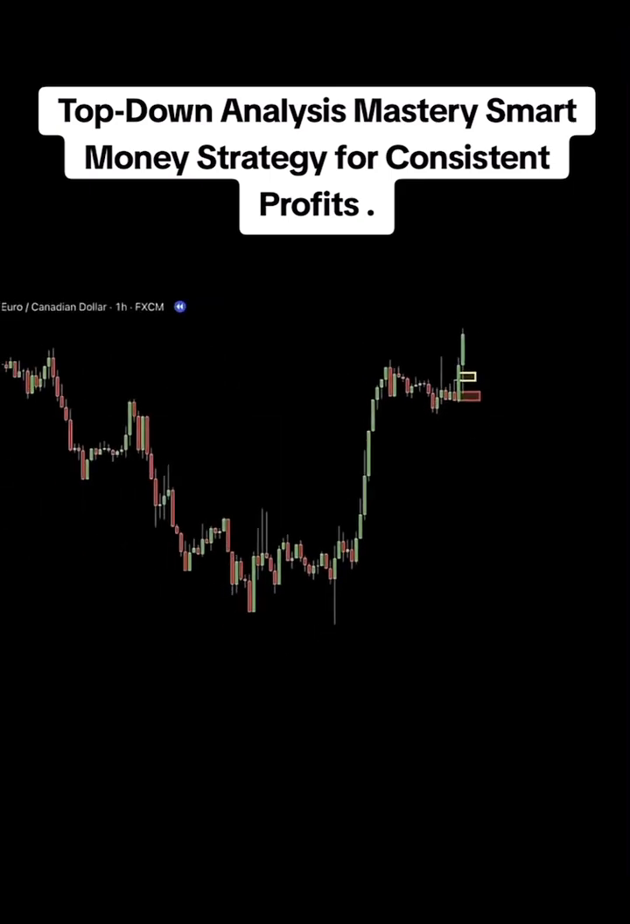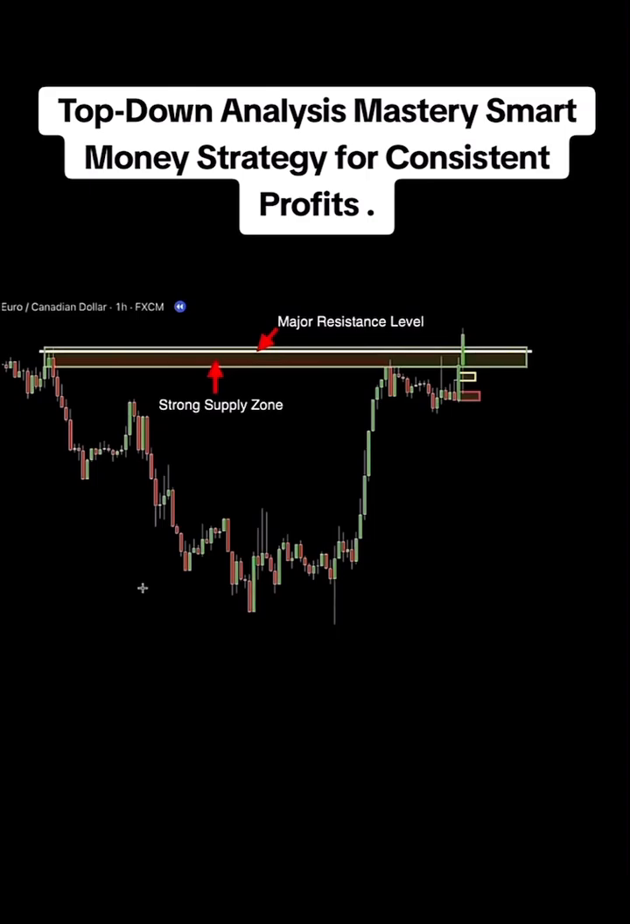Now that we spot our entry on the lower time frame, we switch to the hourly time frame to see the bigger picture. On the hourly chart, we find a few key details. First, there's a major resistance level just above, along with a strong supply zone. Recently, the market broke through this resistance and moved past the supply zone, which suggests there could be some upside momentum.